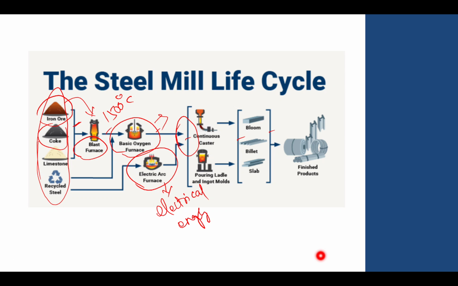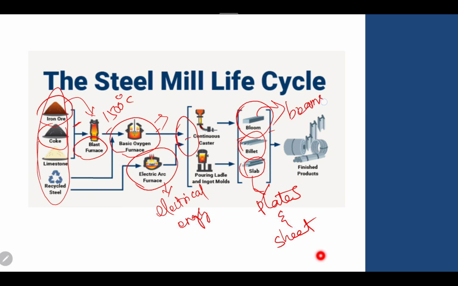This liquid steel is then cast into semi-finished shapes: slabs, billets, blooms. The slabs are used for plates and sheets. Blooms are used for beams and rails. Billets are used for bars, rods, wires. This step transforms molten steel into workable forms for rolling and forming.